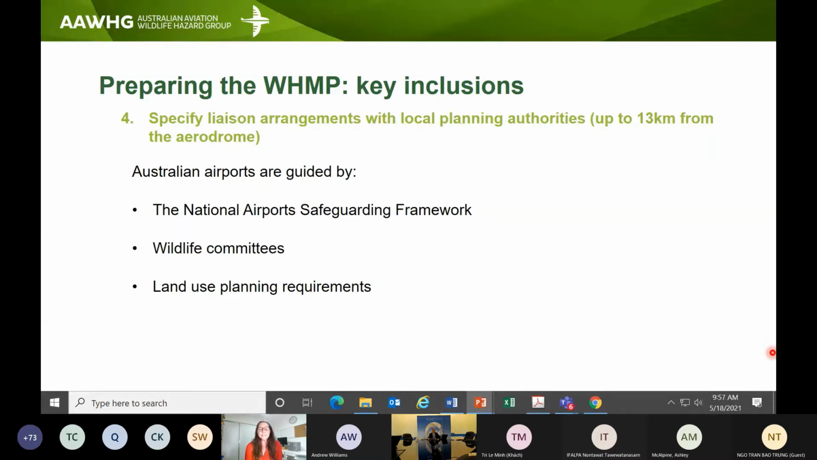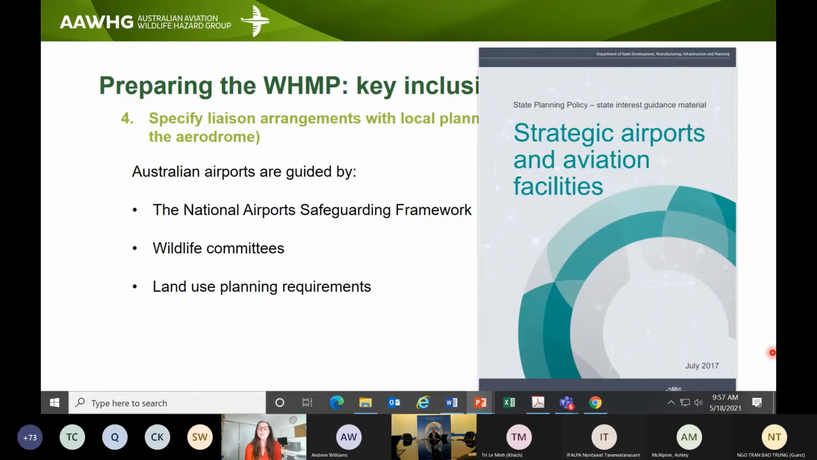And in some instances, there are land use planning requirements embedded into land use planning frameworks. This, for example, is a document for, in Australia, the state of Queensland. There are actual requirements for airports to adhere to relating to safeguarding airports, adopting the principles of identifying and managing land uses within 13 kilometres of an airport. This is purely a state requirement, not a national requirement.